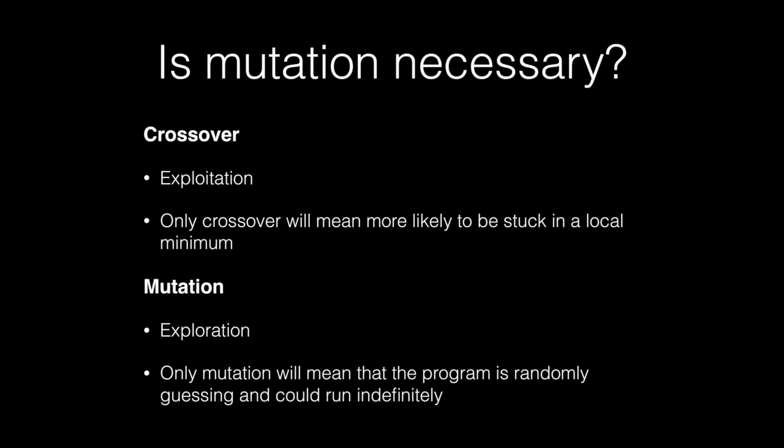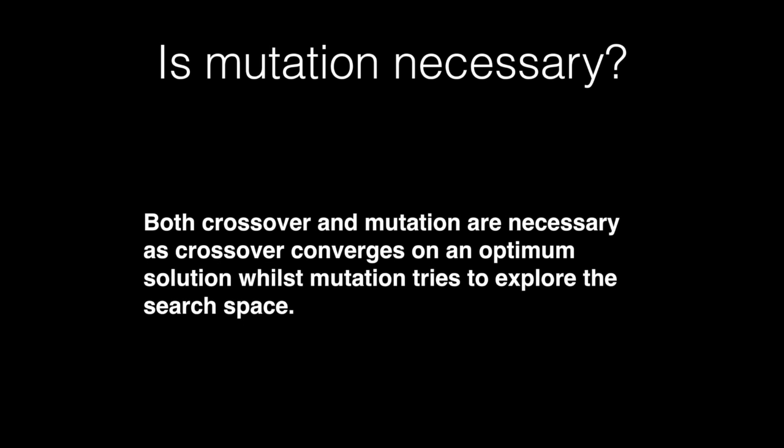With mutation, you may end up getting the best solution at some point, but it is down to pure chance and the program could end up running indefinitely. So, mutation and crossover are both needed, as crossover converges onto the optimum solution whilst mutation tries to explore the search space.